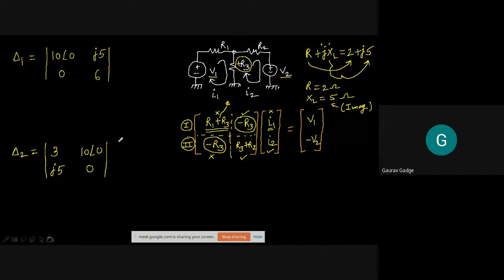Delta means you have to write those terms in mod, that is magnitude. Now here we write it is equal to 3 into 0 minus J5 into 10 angle 0. Just a second.